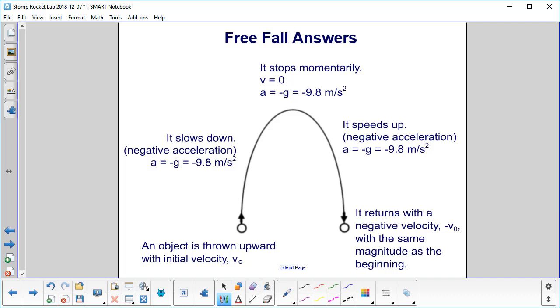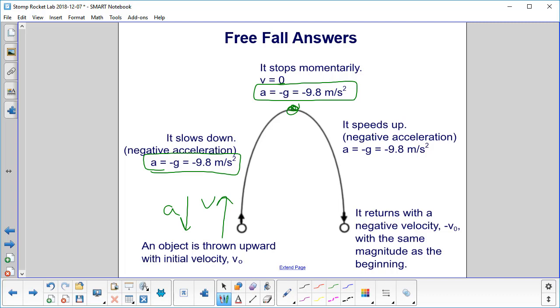So here we go. The object is thrown up with an initial velocity v0. As it's going up, it slows down continually and it has a negative acceleration due to gravity, negative g, negative 9.8 meters per second squared. The velocity is up, the acceleration is down, so that means it's slowing down. At the very top, its velocity is 0. The acceleration is still the same.